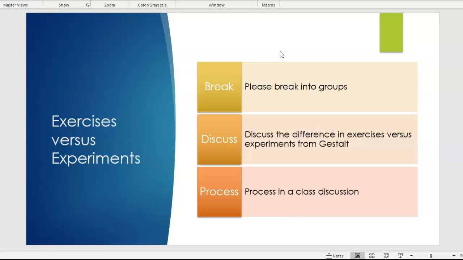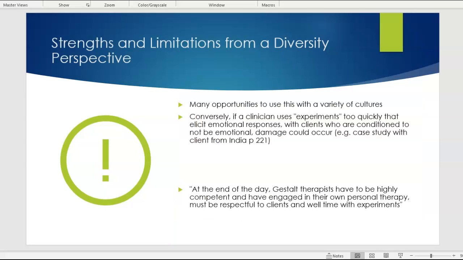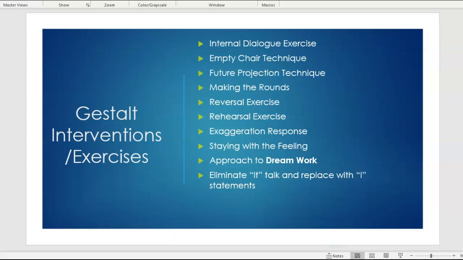We're going to do this activity when we get in class together. We're going to talk about exercises and experiments, and then we're going to do some for funsies. I'm making notes so I don't forget what I'm supposed to do in a week, because that's kind of tough sometimes. But these are all the cool exercises.